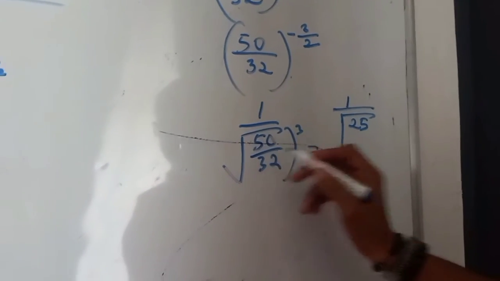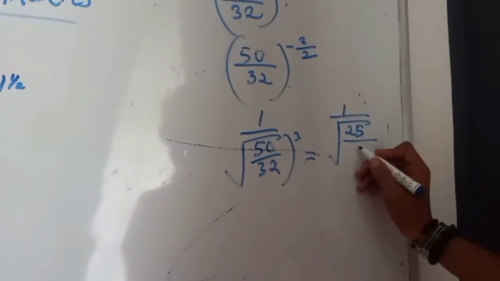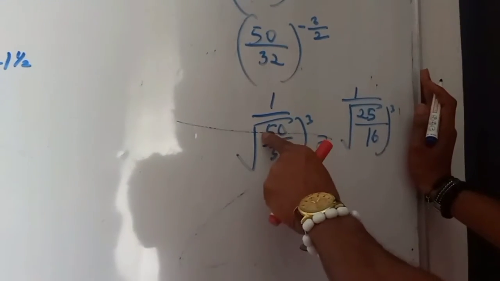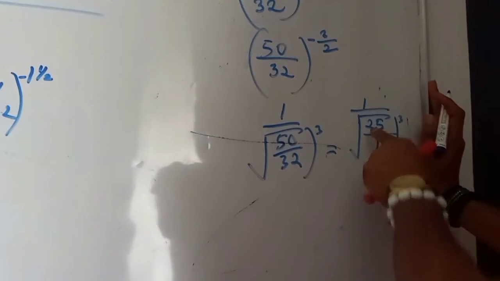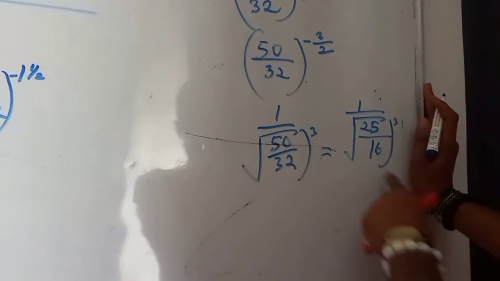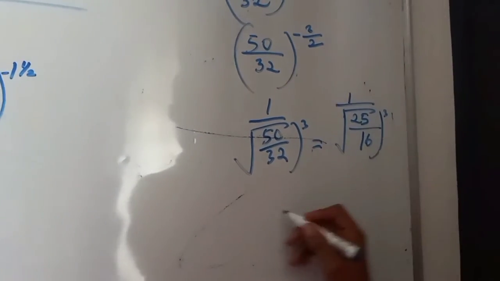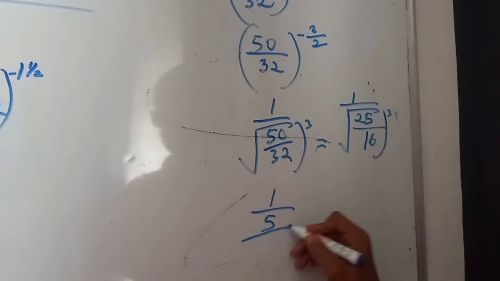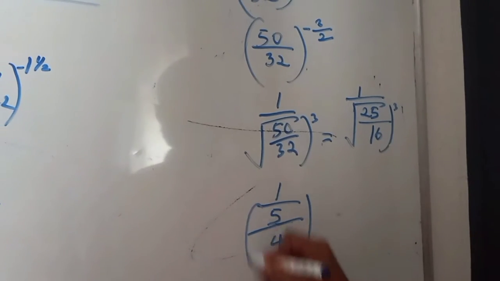So 50 divided by 2 is 25, over 32 divided by 2 is 16, all raised to 3. We'll look at what I did again. I use 2 to divide 50, I have 25. I use 2 to divide 32, I have 16. So now you can see that it has become perfect numbers. So 1 over the square root of 25 is 5, while the square root of 16 is 4, all raised to 3.